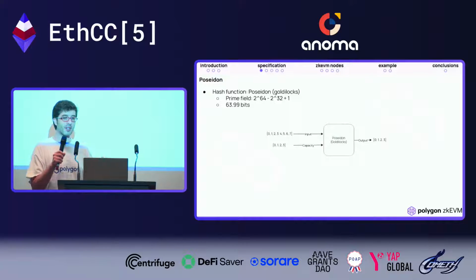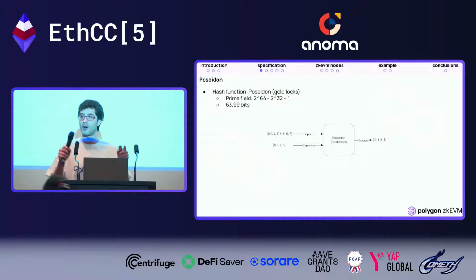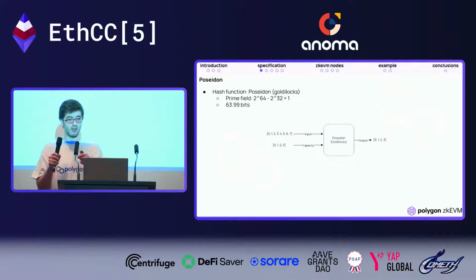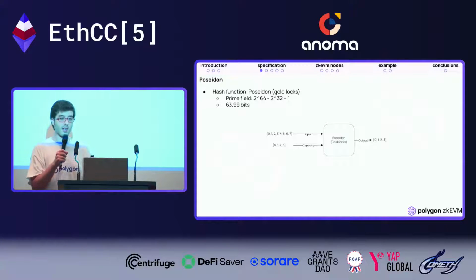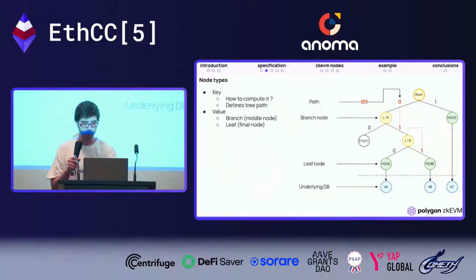The input of the Poseidon basically is an array of 8 elements, and each element is a field element. And it also has another input, which is basically the capacity. It defines the hash function, the Poseidon itself, and it is 4 field elements. And the output is 4 field elements. This is important when we will see how to make the different nodes and the leaves in the state tree.